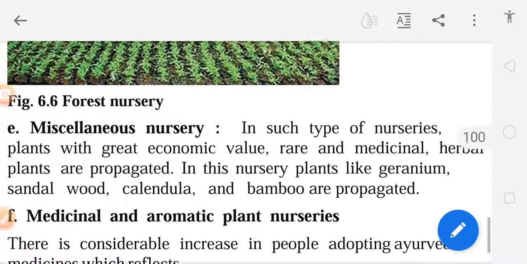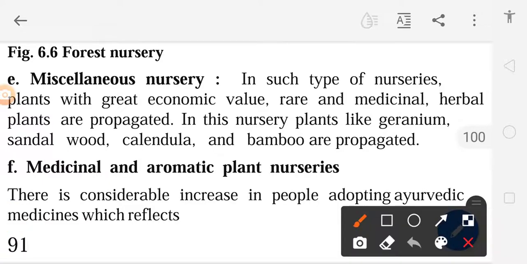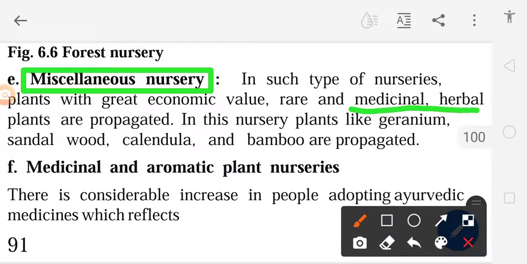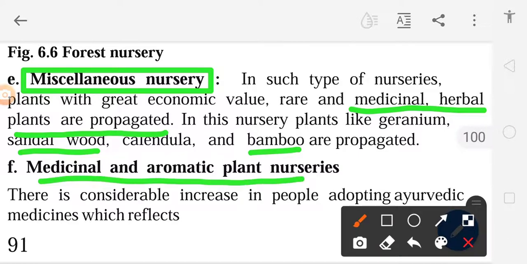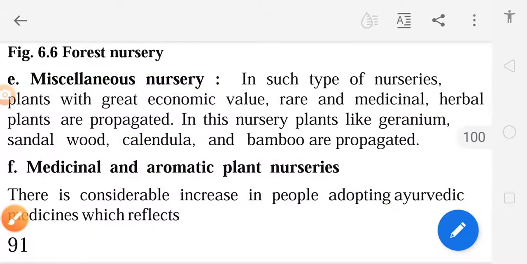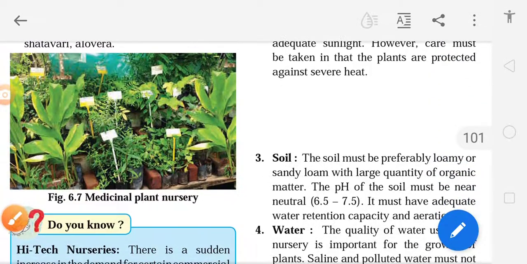Then another kind of nursery, that is a miscellaneous nursery. Miscellaneous nursery means a nursery of raising some other plants and seedlings, particularly medicinal or herbal plants, like sandalwood, bamboo, or other plants. Another kind of nursery is for medicinal plants and aromatic plants, which can also be grown for Ayurvedic purposes, or they can be sold at a larger scale. So these are the different kinds of nurseries.